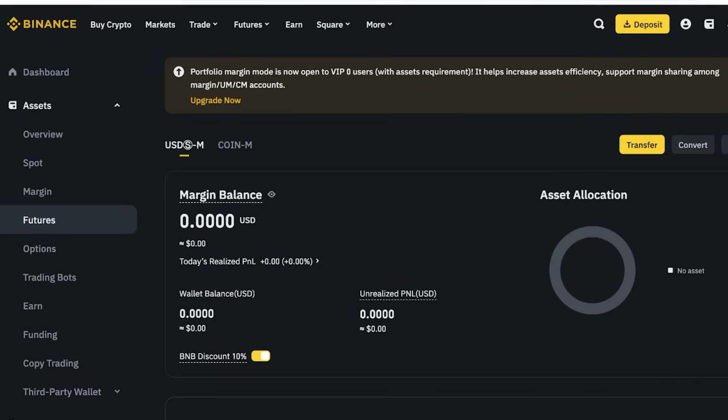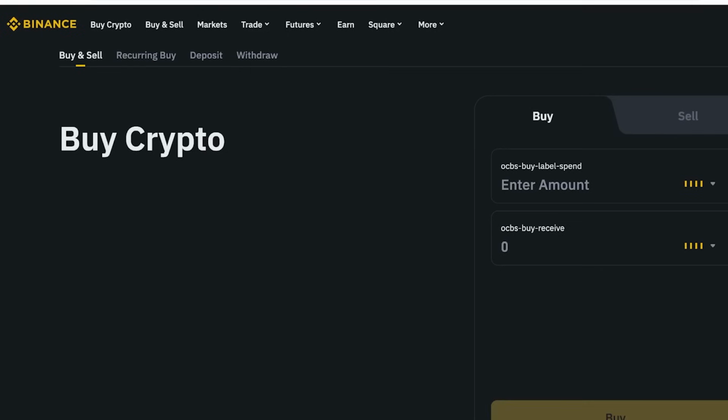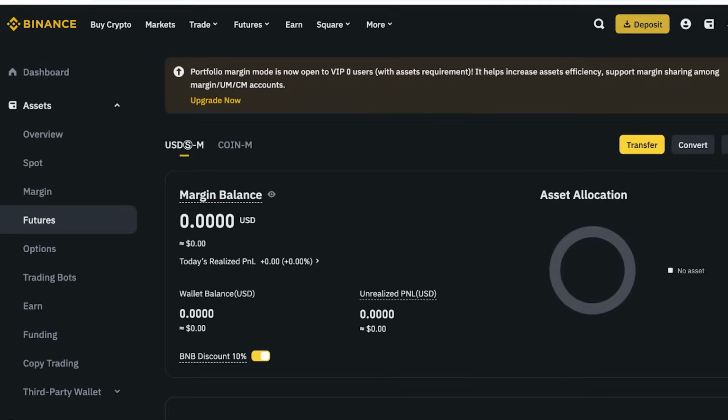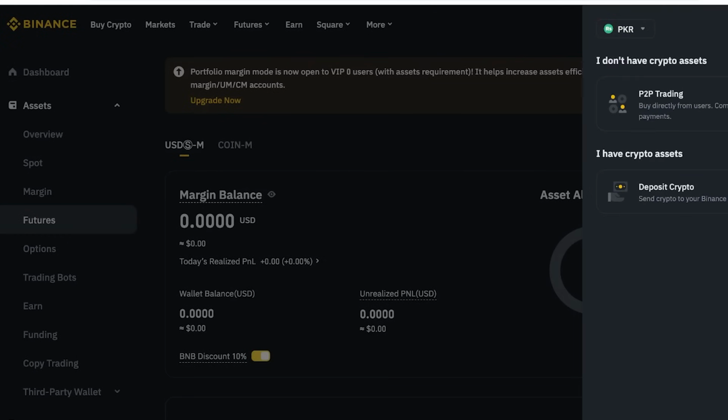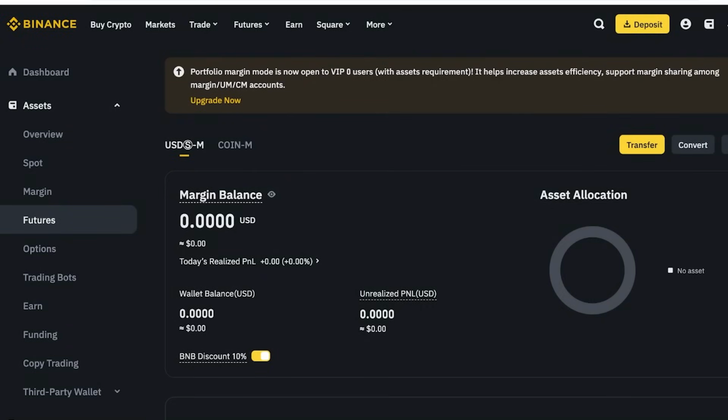So over here, you can click on buy crypto to purchase crypto, or you can directly click on deposit to deposit crypto or purchase USDM or CoinM. One thing to note is that your stable coins or any of the fiat that you have in your spot trading wallet is going to be segregated from your futures wallet. So your spot wallet or your regular wallet is different from your futures wallet.